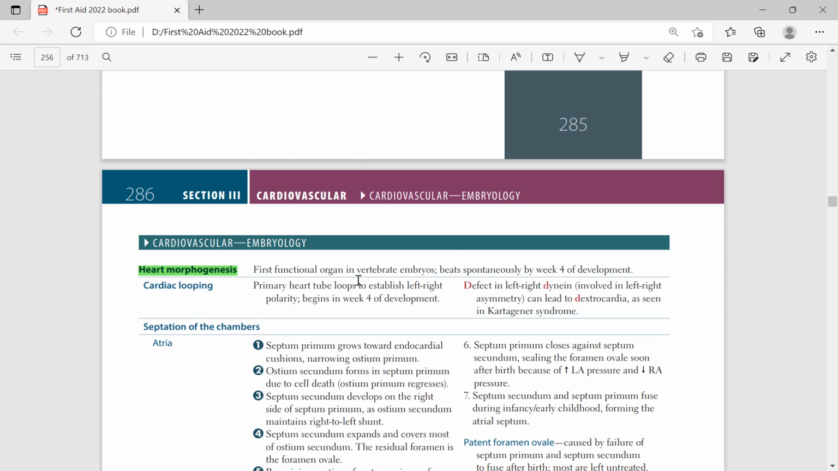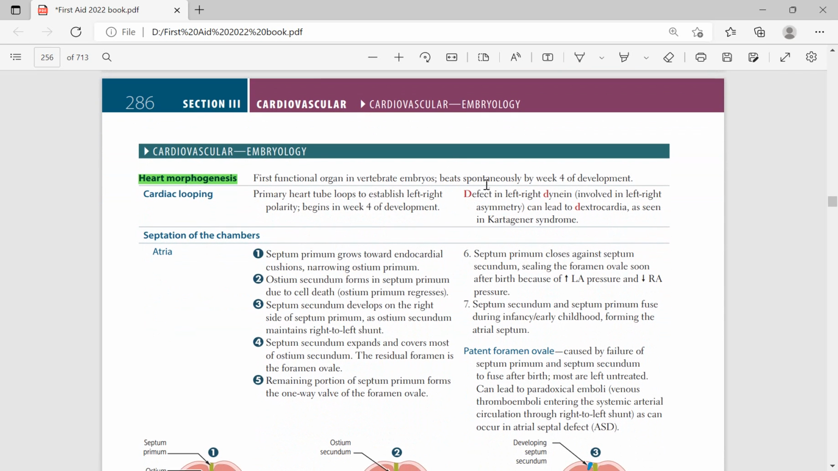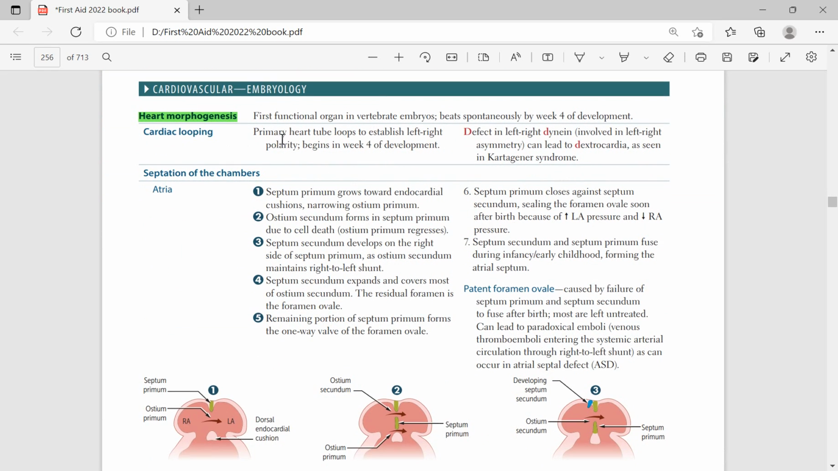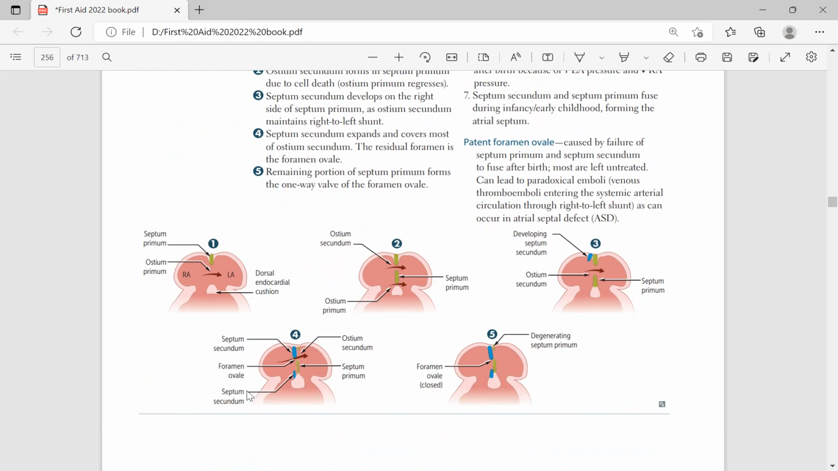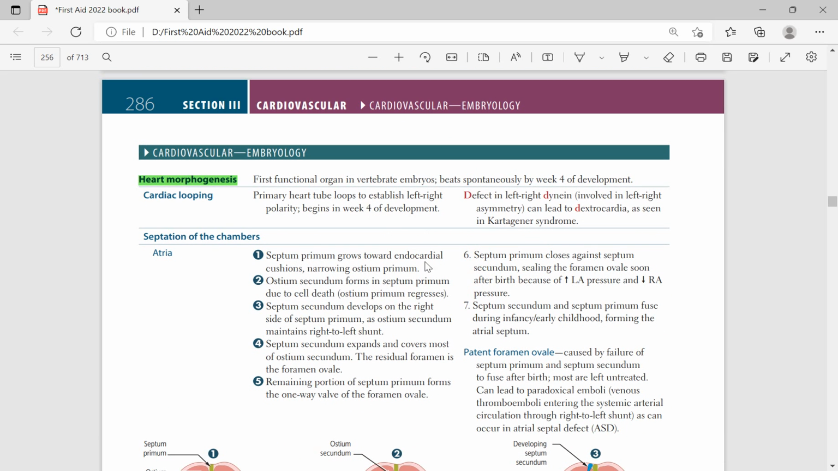Heart morphogenesis: the heart is the first functional organ in the vertebrate embryo, and it beats spontaneously by week 4 of development. Then cardiac looping: the primary heart tube loops to establish left-right polarity, beginning in week 4 of development. It's like a loop, and left-right polarity is formed.